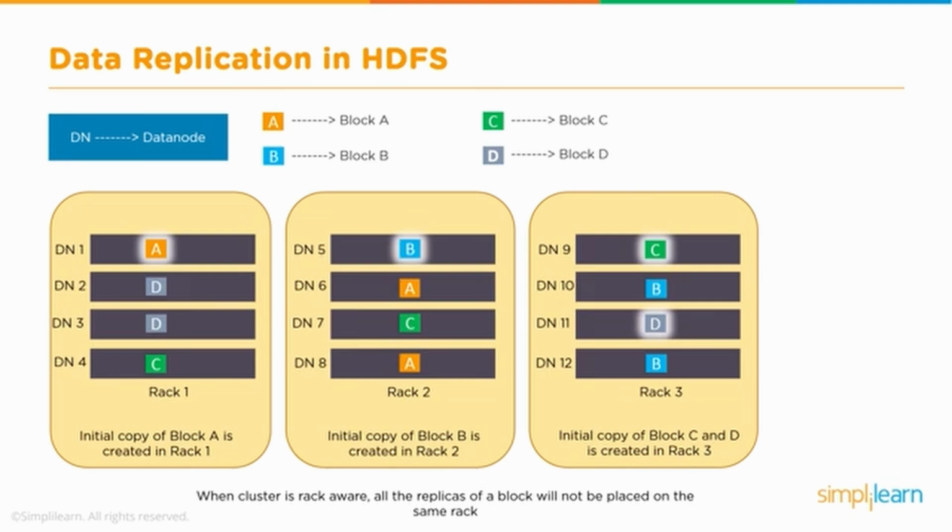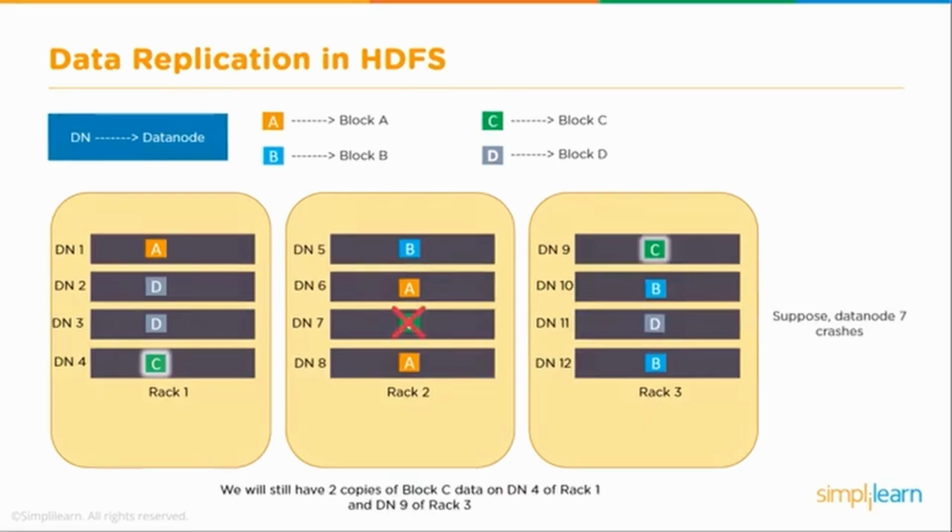So here we see that we have different blocks, and they are placed in such a way that you will never have all the 3 replicas existing on the same rack. So this is how your rack awareness works in terms of your replication of blocks. Now in this case, even if you have one block or one node on a particular rack missing, we would still have 2 copies of the blocks existing.